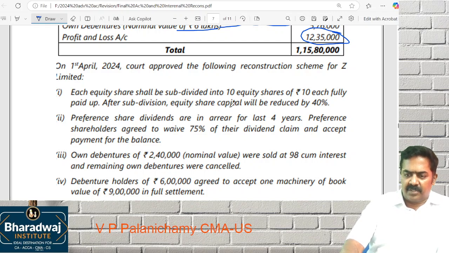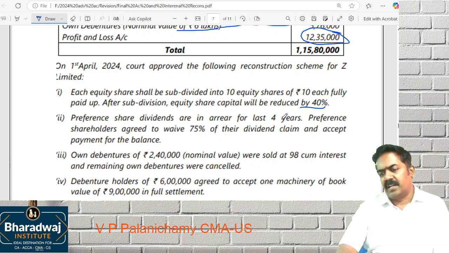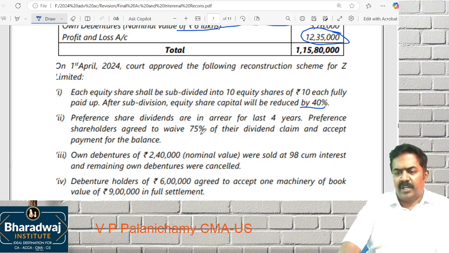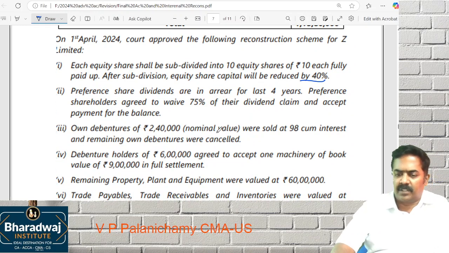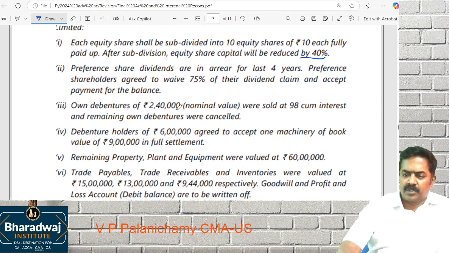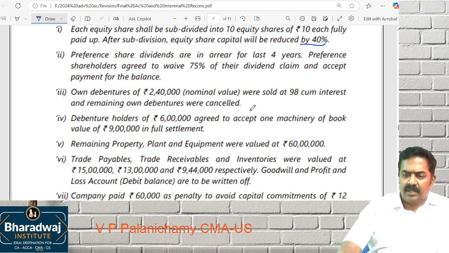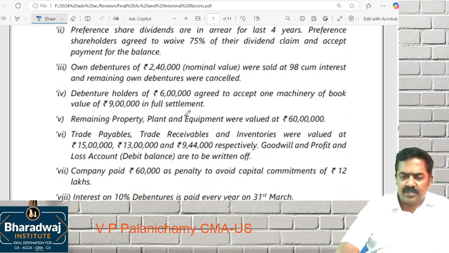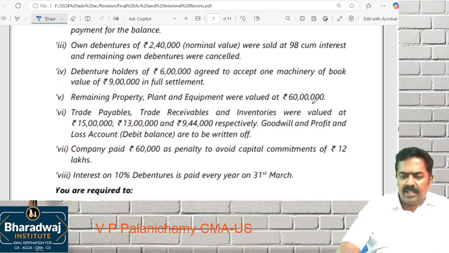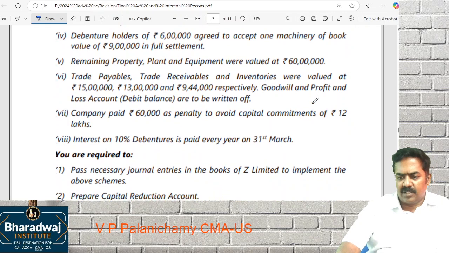Then after the subdivision, equity share capital will be reduced by 40%. Preference shares, dividends are in arrears for 4 years. They agree to accept 75% of their dividend claim, with preference shares for the balance. Own debentures of 2,40,000 nominal value sold at 98% cum interest. Remaining debentures were cancelled. Debenture holders agreed to accept machinery at book value 9 lakh in full settlement. Remaining plant and machinery is valued as given.